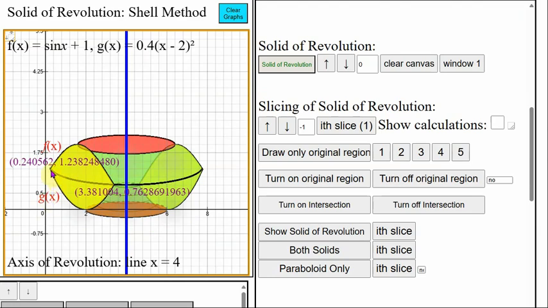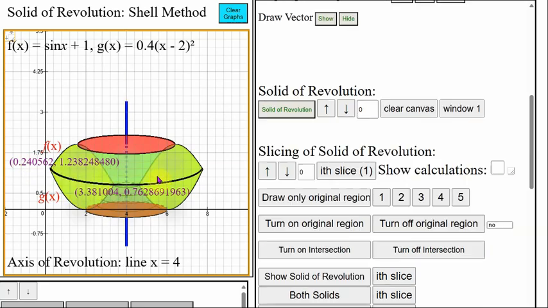What we have just found is that for the point of intersection right here between the two graphs, x is 0.2405, and for this point right here, x is 3.381. Now I'm going to divide the solid of revolution into 8 cylindrical shells and find the volume of each shell. That'll give us an approximation for the volume of the solid of revolution. And so here's shell number 1.